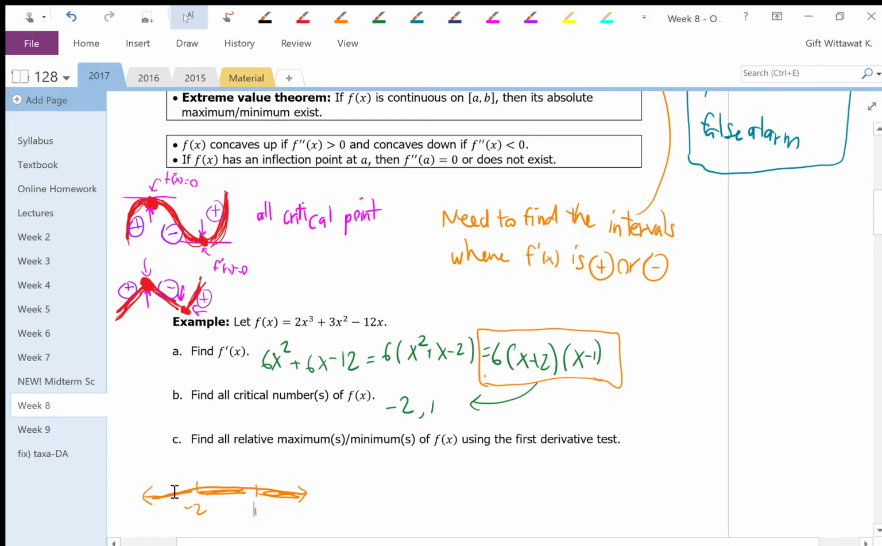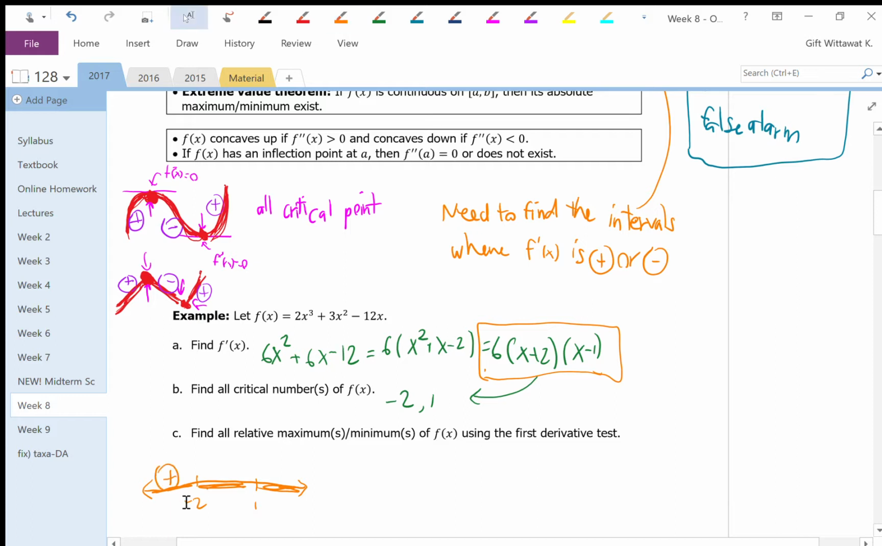Let's say you plug in a number less than negative 2 into this guy, you will get a number that is positive. So on this interval, your derivative is going to be positive. And then it will change sign. If you plug in 0, a number between negative 2 and 1, you will get 6 times 2 times negative 1, so you get a negative number. So this interval is negative. If you plug in something bigger than 1, let's say 2, you will get 6 times 4 times 1, so it's positive. So your derivative is positive here, negative here, and positive here.